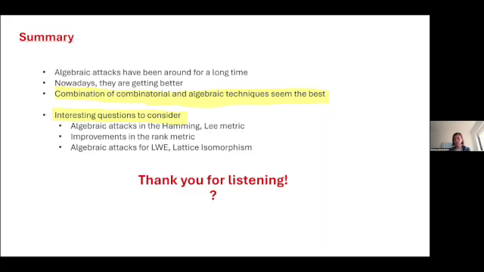But nowadays there's a second generation of algebraic attacks where smarter techniques are being introduced, and it is interesting to take a look at some long-standing problems that were not solved algebraically previously, like, for example, LWE or lattice isomorphisms. So thank you very much for listening. That's all, and I can take some questions now.